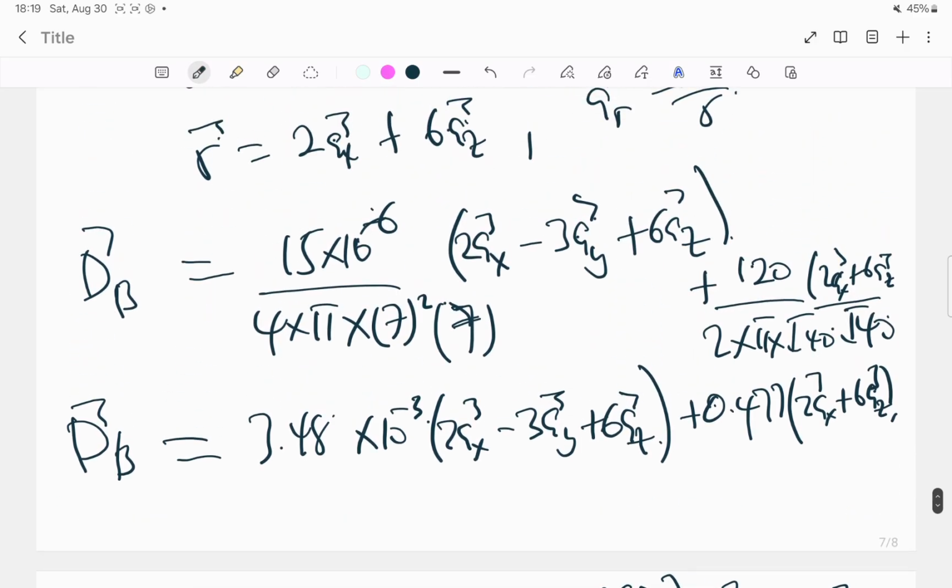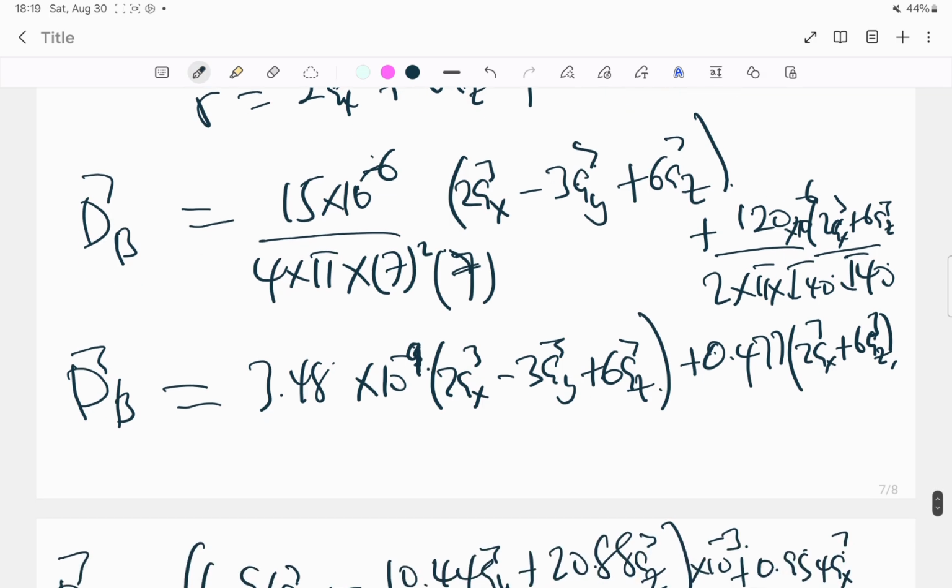So here I didn't take this times 10 to the power minus 6, right? So meaning this one with times 10 to the power, so here with 10 to the power minus 9. This will be minus 9. Yeah, it should be minus 9.